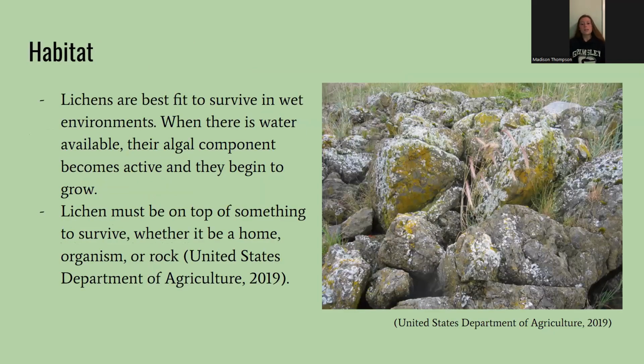Now, lichen are best fit to survive in wet environments. This is because the algal component can thrive there. However, they can still survive in desert environments by functioning through the fungal component. So their algal component becomes active and they begin to grow when water is readily available. Moisture is a very, very important factor for this organism to survive.